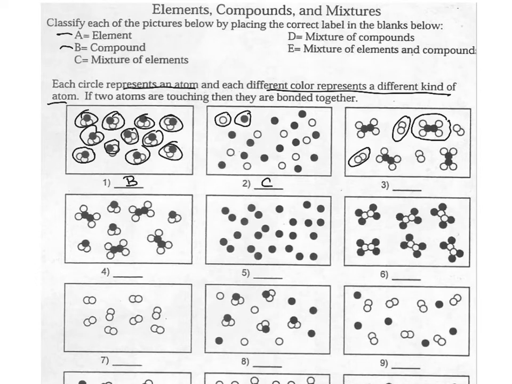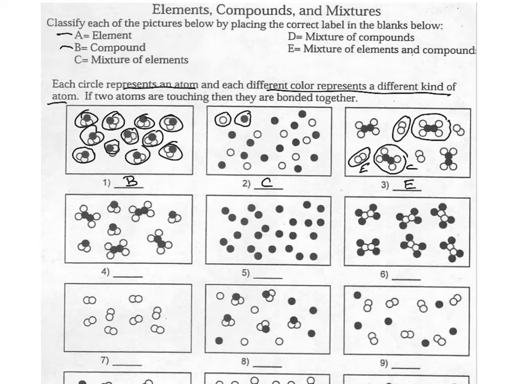This would be a diatomic element, maybe like oxygen, nitrogen. Remember Brinkelhoff? So bromine, iodine, nitrogen, chlorine, hydrogen, oxygen, fluorine. It must be that these are probably one of those types of molecules. So we've got an element, and we've definitely got a compound right here. So this has to be E, a mixture of elements and compounds.